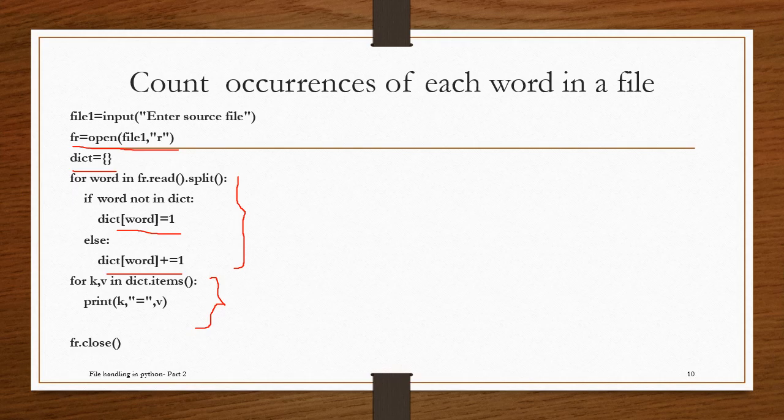After this file operation is done, we are closing the file pointer using the method fr.close. The same method is used as earlier. The difference is here: we have to open the file in read mode and read the contents of the file before using what method? The split method. Only here comes the difference. The rest of the program was already discussed in previous lectures.